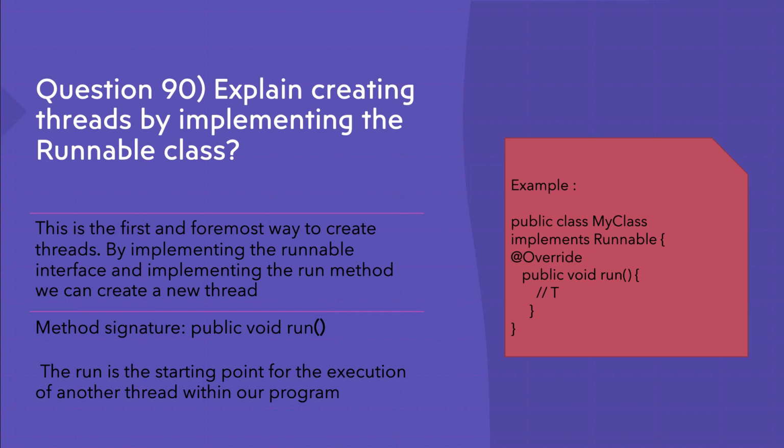Question 90. Explain creating threads by implementing the Runnable class. This is the first and foremost way to create threads. By implementing the Runnable interface and implementing the run method, we can create a new thread. Method signature, public void run. The run method is the starting point for the execution of another thread within our program. Refer to the given sample code for your reference.